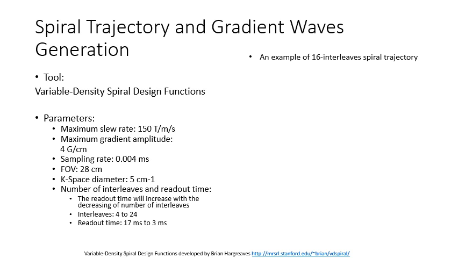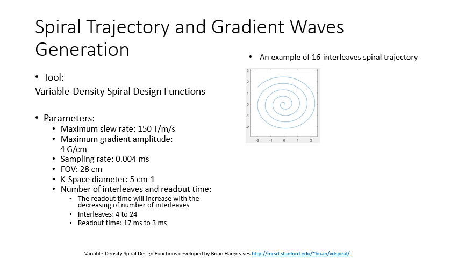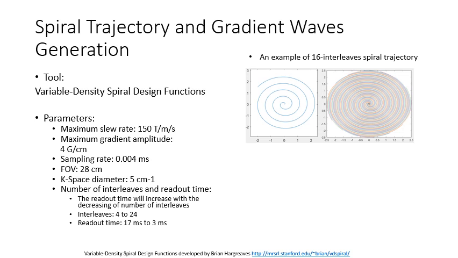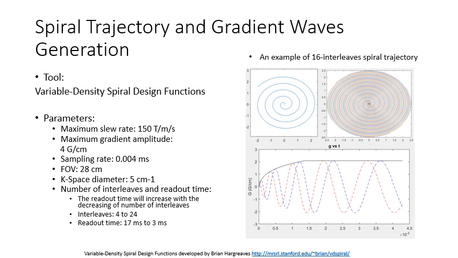On the right is an example of a 16-interleave spiral trajectory. This is a single interleave. This is a whole sampling of k-space, and this is the gradient x and the gradient y.